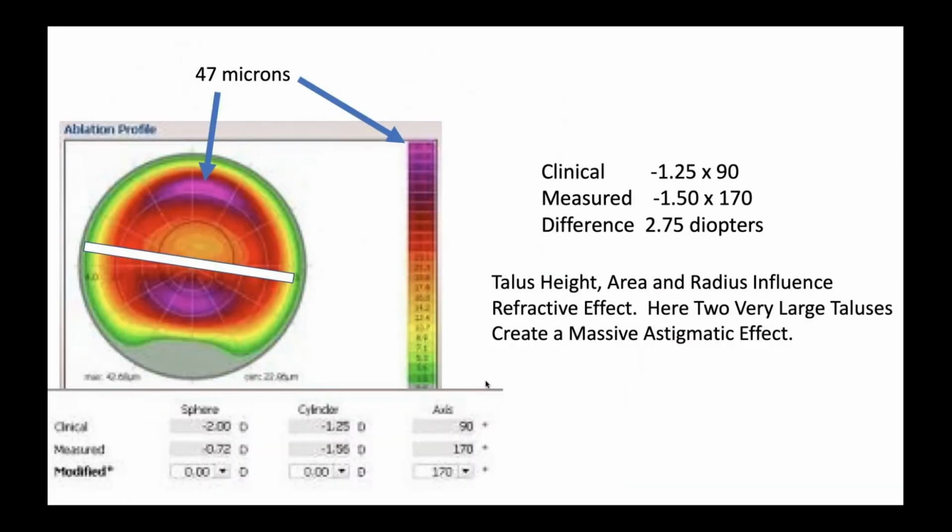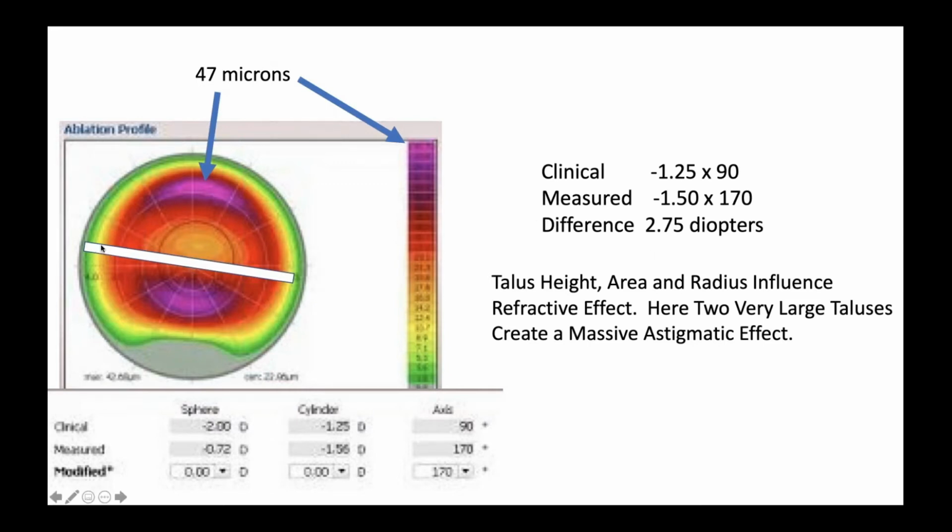And sometimes these taluses have a huge optical effect. So this is an outlier patient of mine. In the clinic, this patient was asking for minus 1.25 diopters of astigmatic correction at axis 90. But the Vario Contura complex was telling me that it was measuring 1.5 diopters of astigmatism at 170. To flip the axis from 1.25 at 90 and then create roughly 90 degrees away 1.5 diopters in the opposite direction, that requires a 2.75 diopter shift. And that's huge. There better be something here that can explain it.